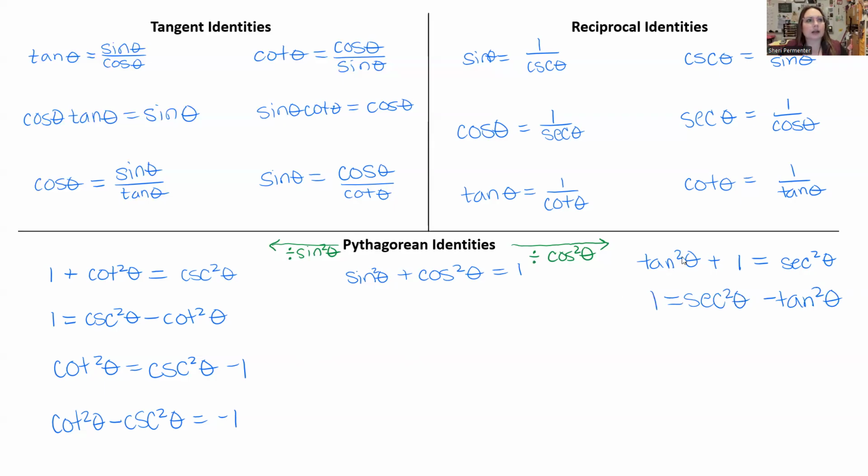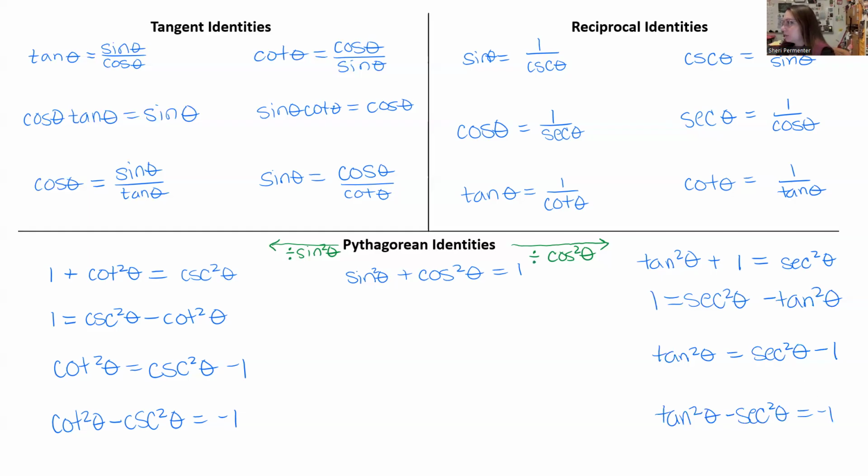What did I do next? Okay, I left the tangent and I could subtract the 1 to the other side. So tangent squared equals secant squared minus 1. And there will be times where you see stuff like that. Secant squared minus 1, and we'll turn it into tangent squared because it's more simple. And then last, I could subtract secant. So I have tangent squared minus secant squared equals -1.